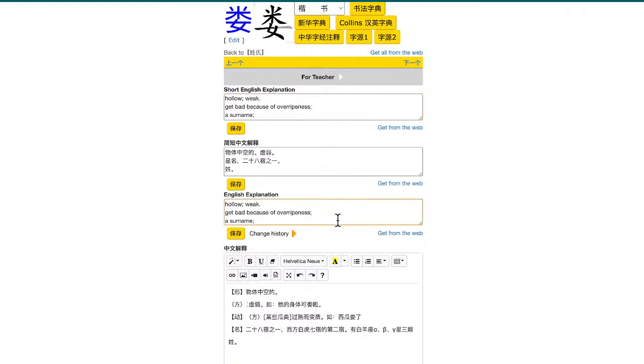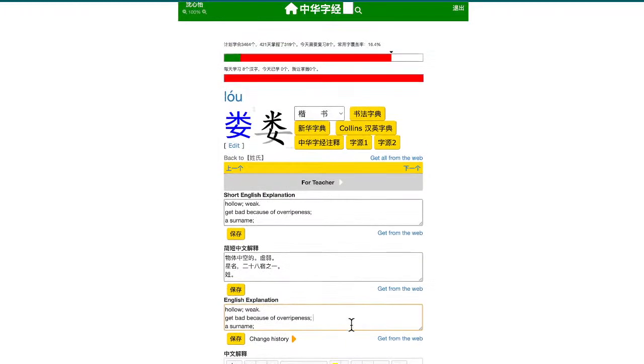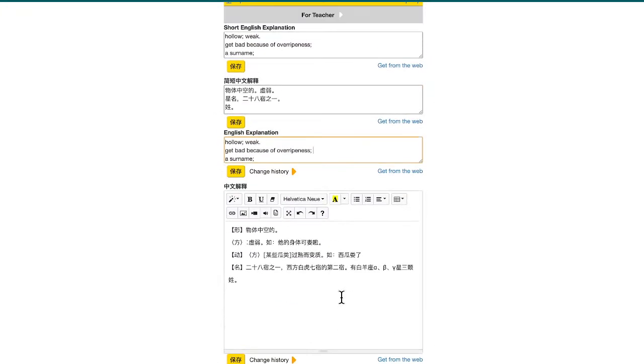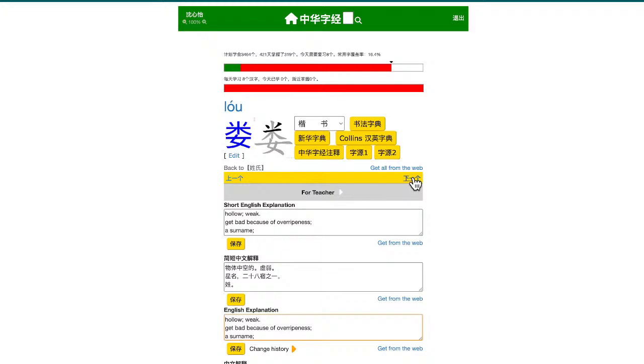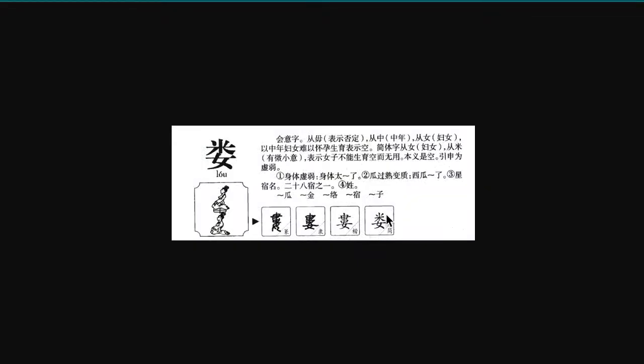So for fruits, for food, things like that, because they go bad because it's over ripen. Okay, overdue, over ripen, called the low. 西瓜楼了西瓜楼了. That's dialect. Okay, some part of the country they express that way. And also this is a surname.